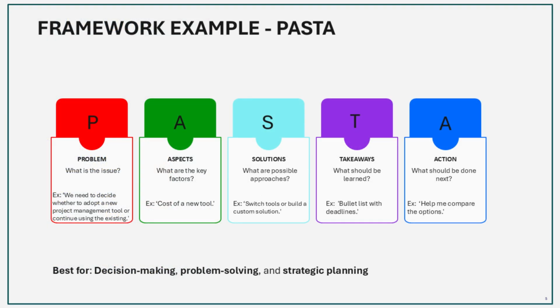Let's look at some useful frameworks, starting with PASTA. The PASTA framework is designed for decision-making and problem-solving. PASTA stands for problem, aspects, solutions, takeaways, and action. Start by clearly stating the problem. Identify the key aspects influencing it. Explore possible solutions. Summarize the takeaways. And finish with the action you want Copilot to help with next. This structure is especially useful for strategic planning scenarios.